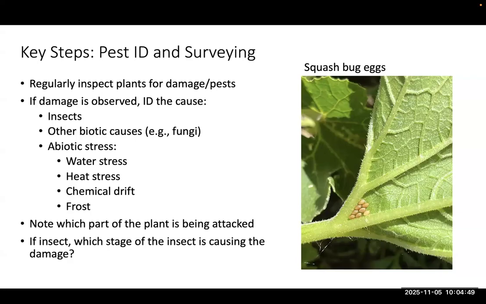A lot of the things that get sent to me as the extension entomologist for the plant diagnostics clinic are stressed plants that don't have any insects on them at all, right? So that is something to think about. And once you're learning more about the damage, notice what part of the plant is being attacked. Some insects prefer the undersides of the leaves, some the terminals, right? So inspect the different parts. And if you do see an insect, which part is being damaged? Sometimes insects are feeding nocturnally and not during the day.